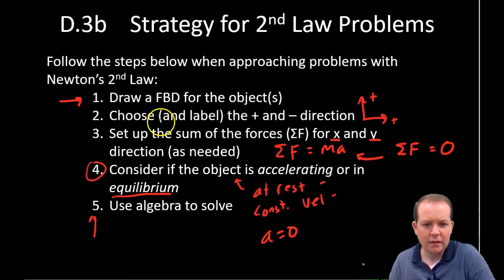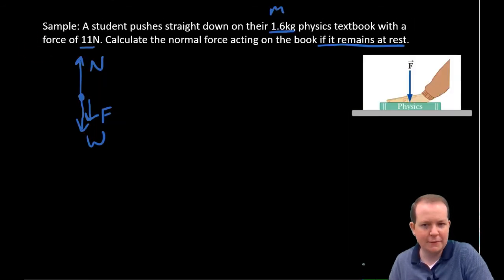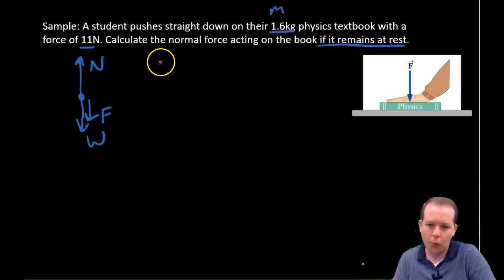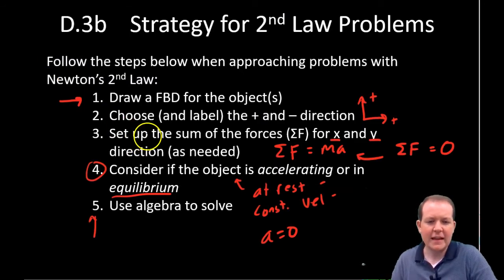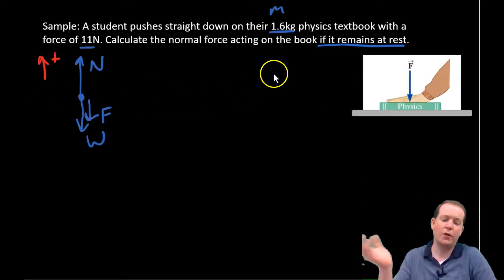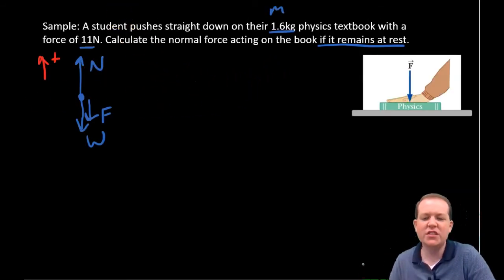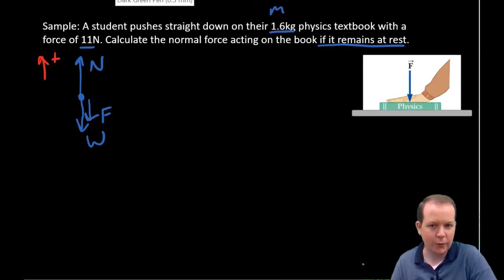What's step 2? Let's clearly label my positive direction. We're not really dealing with horizontal motion in this example, so let's just say upwards is positive. And of course, that means that downwards is going to be negative. Next step, number 3. Let's set up the sum of the forces. Again, there's no forces acting horizontally. It's not asking about horizontal acceleration. So let's just do this in the vertical direction, okay?